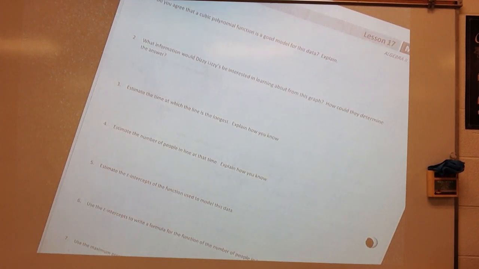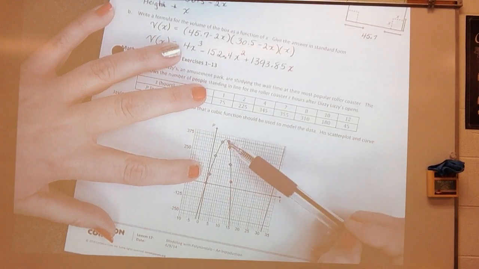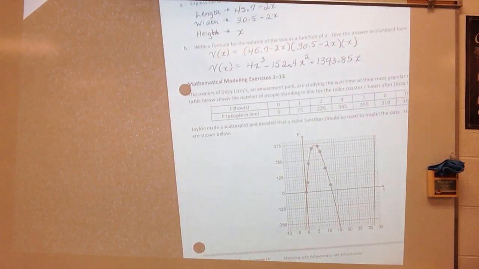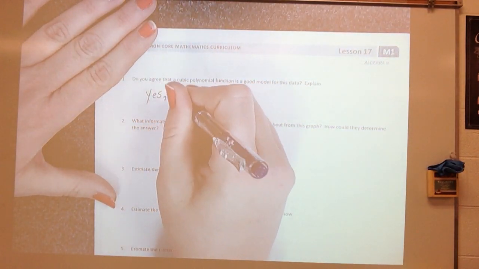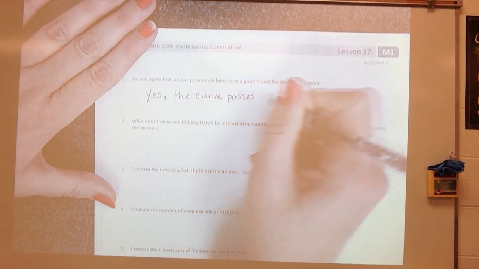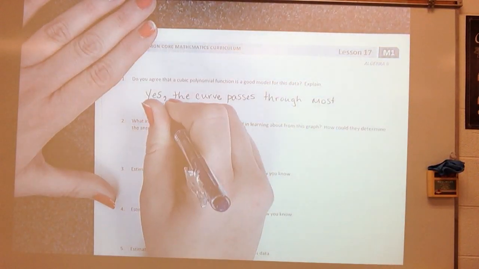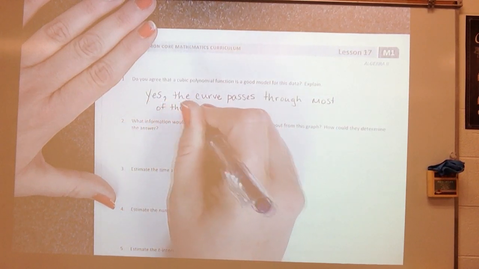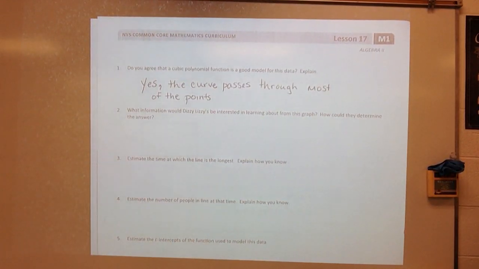Yes, the curve passes through most of the points and seems to fit the data. If you go back and look, it doesn't hit every point exactly through the middle of the point, but it does hit the point at some point. So yes, the curve passes through most points. Alright, so we're going to say it's a good fit.